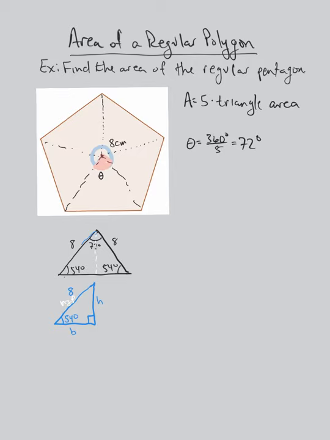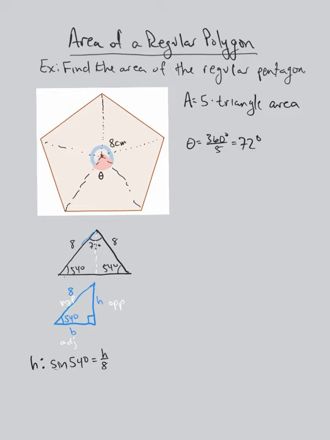All right, if I'm going to use that 54-degree angle, the height is the opposite side, sorry about that, and so B will be the adjacent, like that. And so then we need to find those two separately. For H, we're given the hypotenuse, and we want the opposite. Which trig function are we going to use? We're going to use sine of 54 degrees is equal to H over 8.